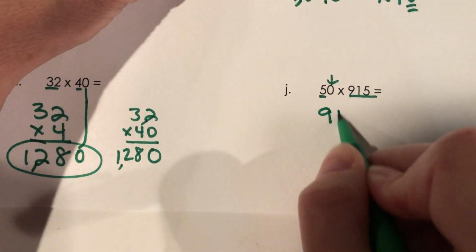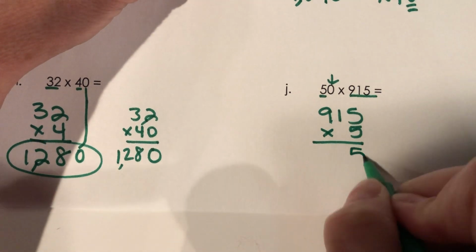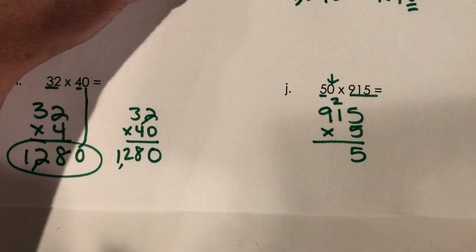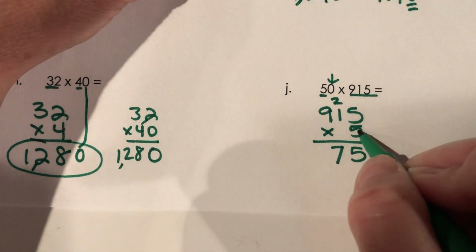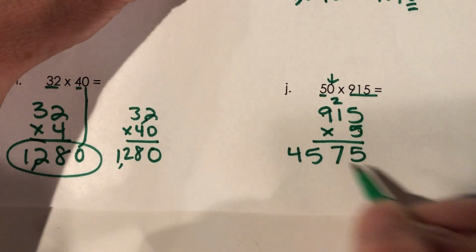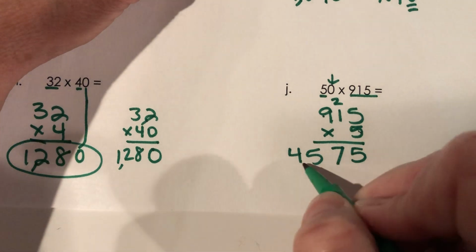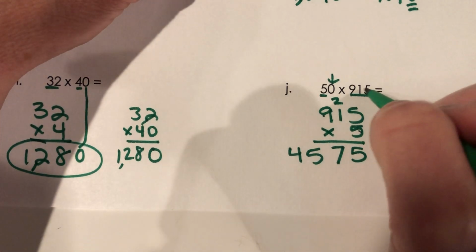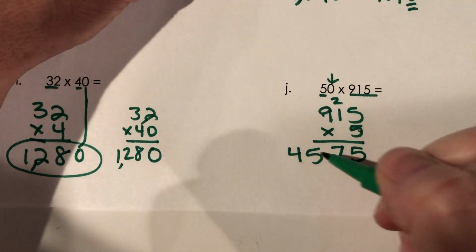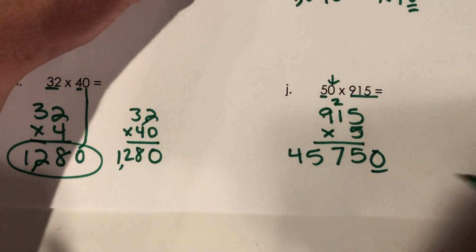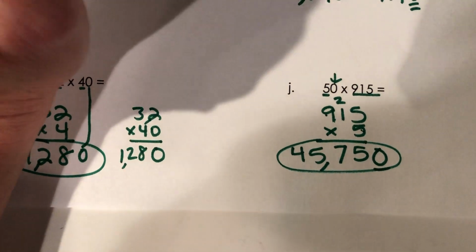So I'm going to go ahead and write this as 915 times 5. 5 times 5 is 25. 5 times 1 is 5, plus 2 is 7, nothing to carry. And 5 times 9 is 45. This isn't my answer, though. 915 times 5 is 4,575. But 915 times 50 means I have to multiply this by 10, which means I have to shift everything over to the left. So I need to put that 0 in the ones place. So 45,750 is what you should have.